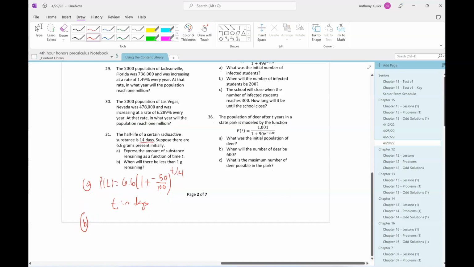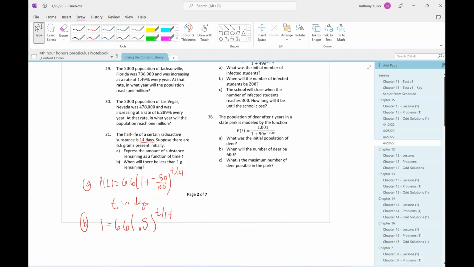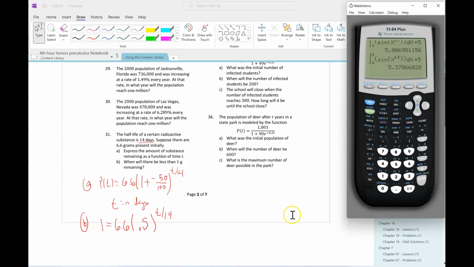Part B says, when will there be less than 1 gram remaining? So basically, I'm just going to be solving that equation there, where I've plugged 1 in for P of t. Does it matter that it says less than? It really just means any time after that would also be true. So I'd say after so many days.